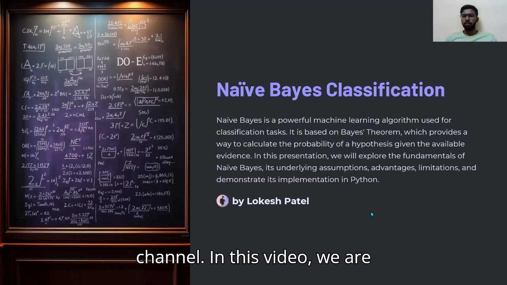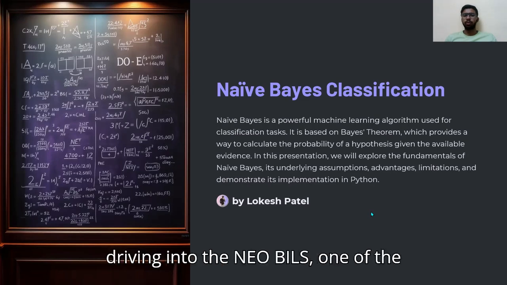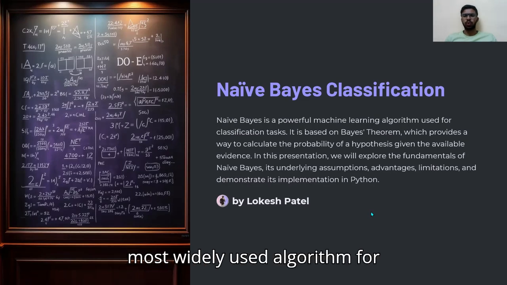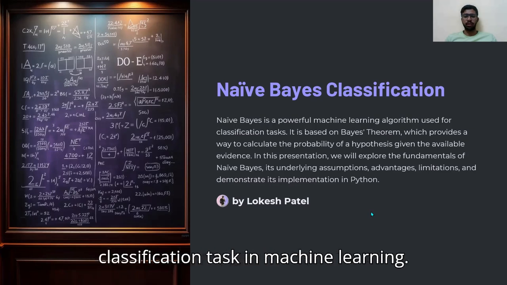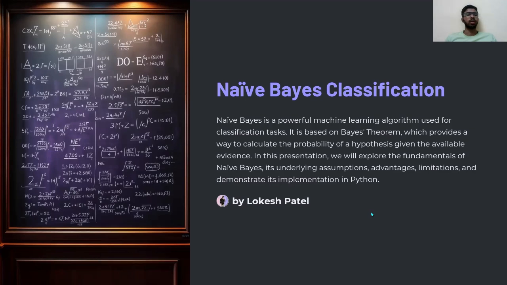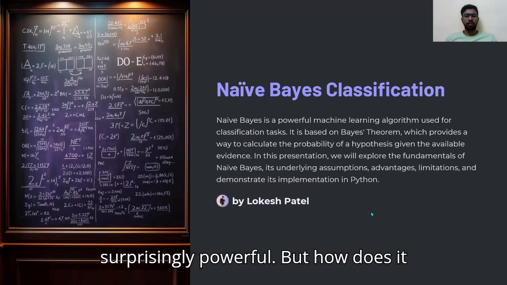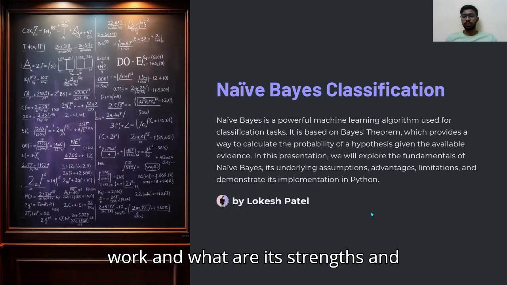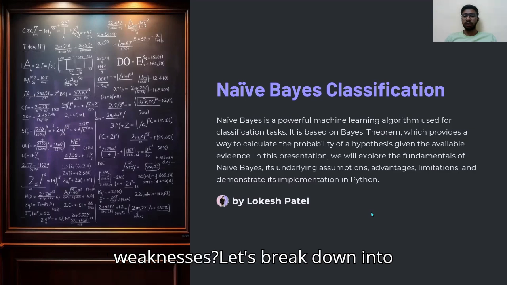In this video, we are diving into Naive Bayes, one of the most widely used algorithms for classification tasks in machine learning. It's simple, fast, and surprisingly powerful. But how does it work, and what are its strengths and weaknesses? Let's break it down together.